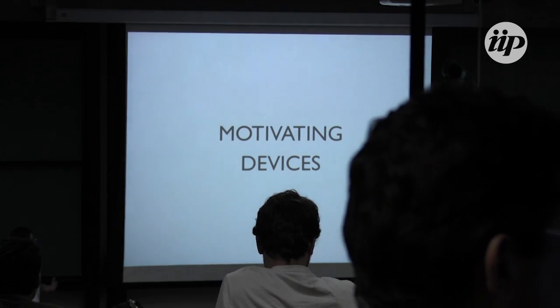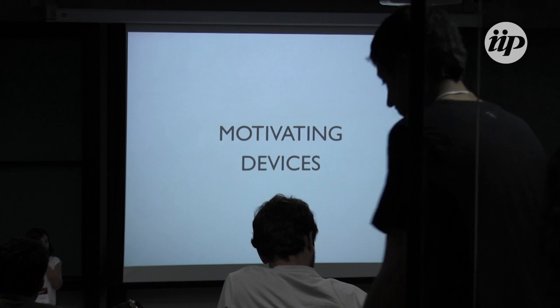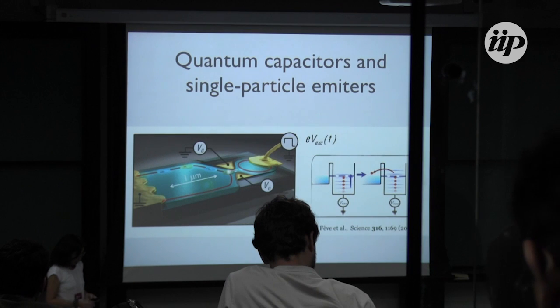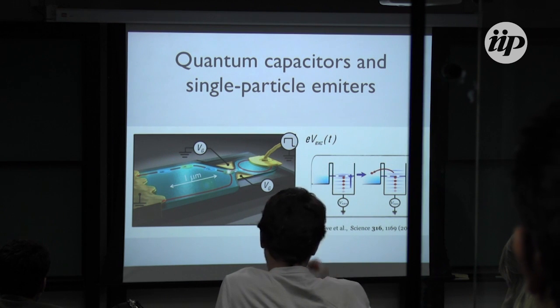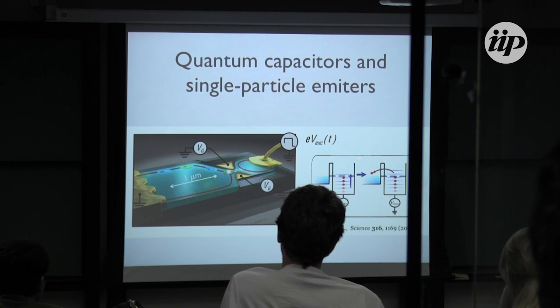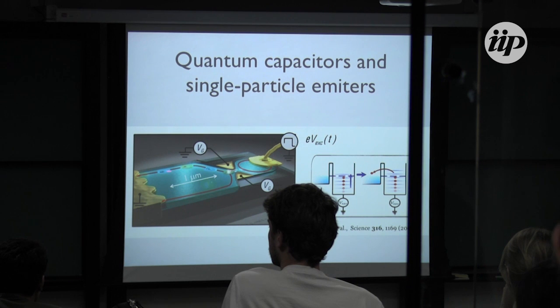Before going to tell you our work, it is our theoretical work, I'm going to mention some experimental devices which motivate this sort of studies. The first device I want to mention are the so-called quantum capacitors or single particle emitters. These are devices constructed in systems under the quantum Hall effect. In the quantum Hall effect, as you know, the quantum Hall effect supports edge states in which electrons propagate chirally and with perfect conduction.